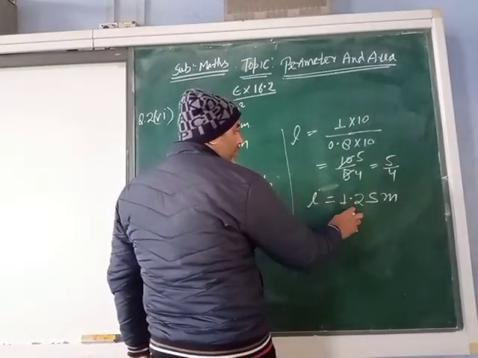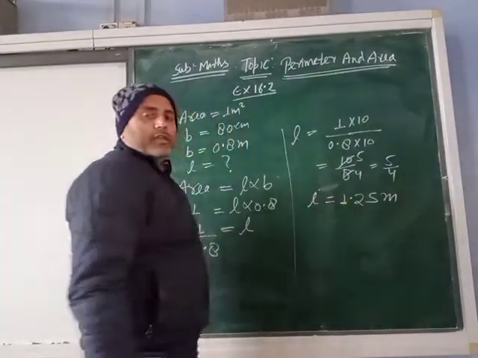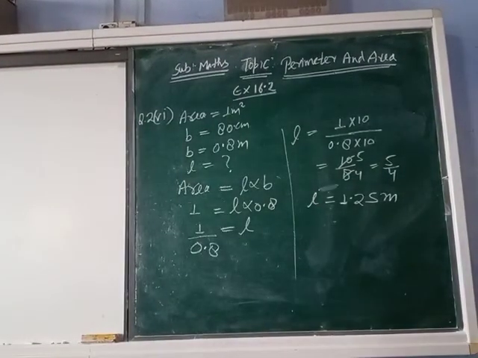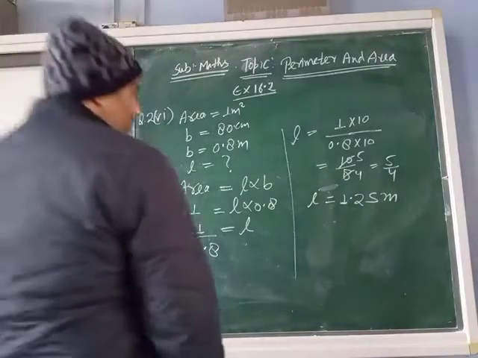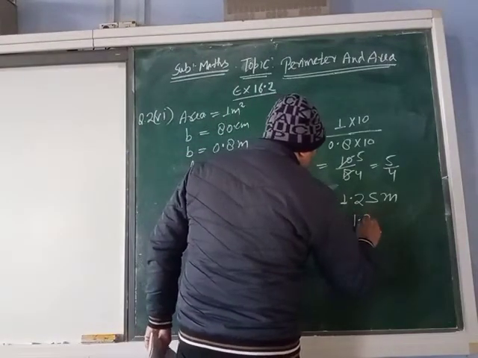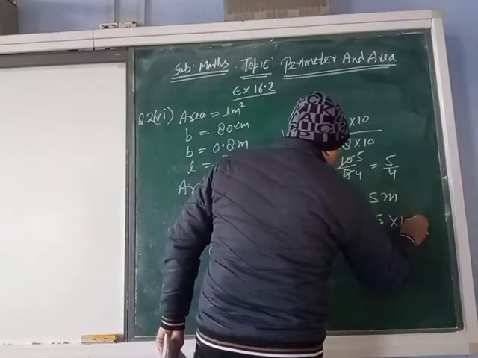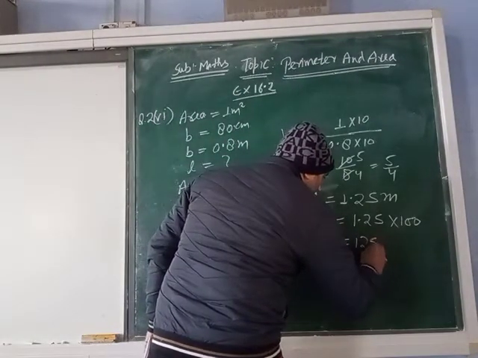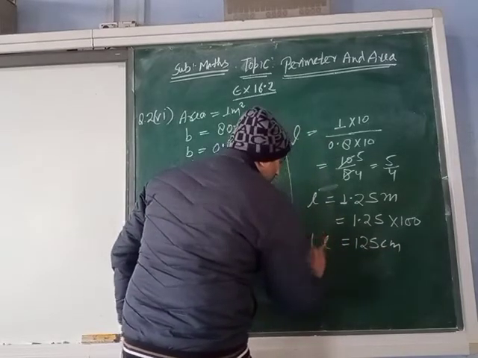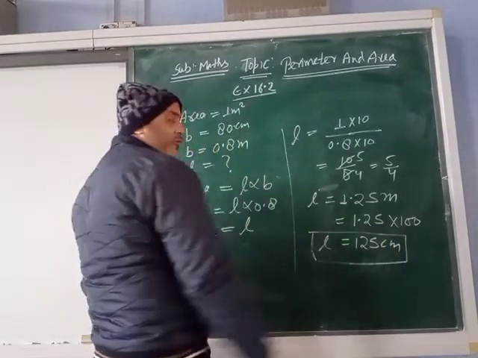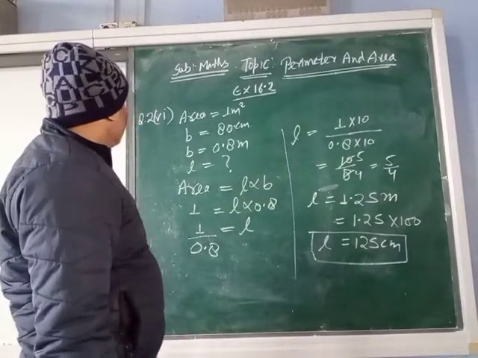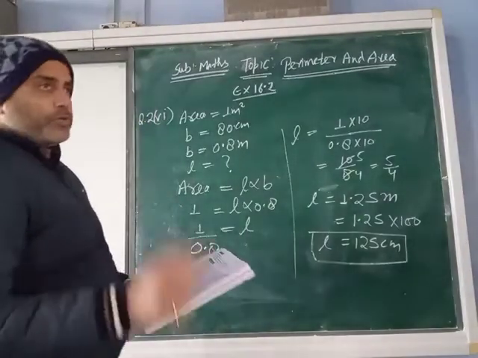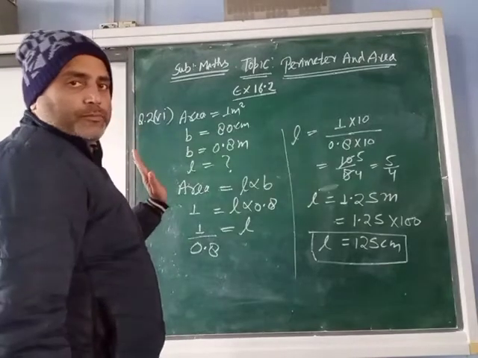That is in meter. If you want to convert this length into centimeter, then you have to multiply by 100. 1.25 multiplied by 100 gives 125 centimeter. So the length of the rectangle is 125 centimeter. Question 2, part 6 of 16.2 is complete.